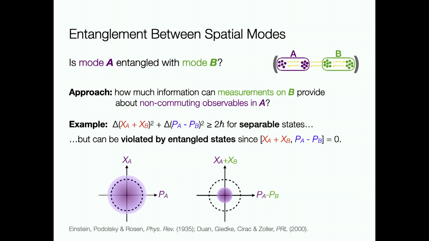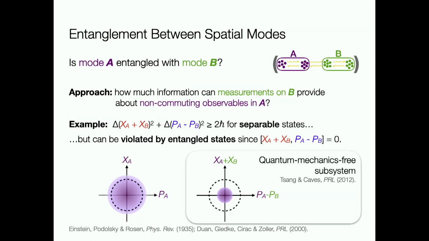Those two things commute, so in principle these can be measured simultaneously, and the sum of their fluctuations can be made arbitrarily small. This was eloquently named the quantum mechanics-free subsystem by Tsang and Caves, and it has interesting implications: if you apply a perturbation to ensemble A that affects either quadrature, you can simultaneously measure perturbations in both quadratures. Okay, so that's the concept.